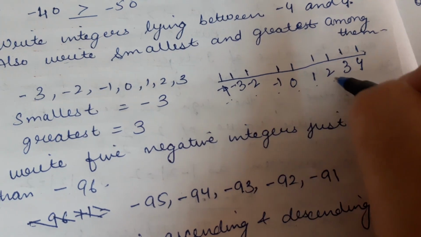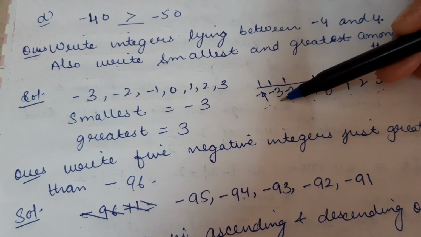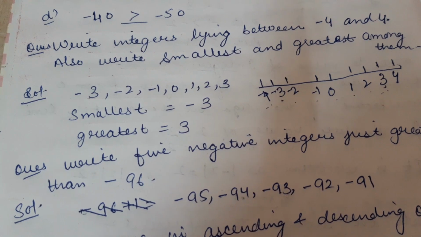Between means we will not include minus 4 and 4. Now smallest among them is the number which is towards the left, minus 3, and bigger is the number towards the right, that is 3.